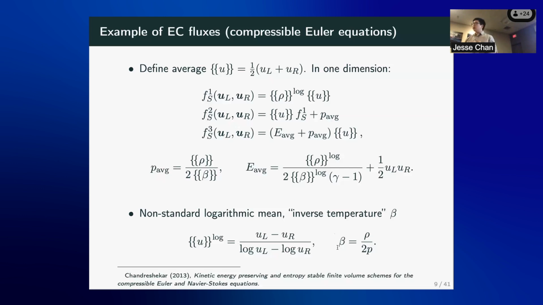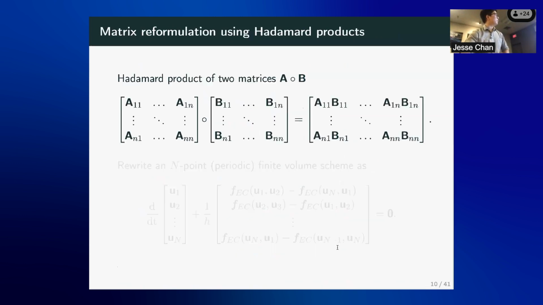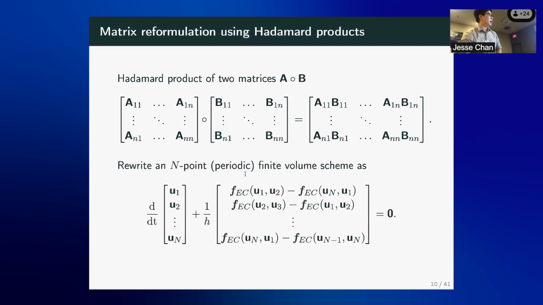We're not going to go much into detail about these entropy conservative fluxes. We will just assume that some closed form expressions exist and that we can access them. So the actual numerical structure is going to be based off of a reformulation using the Hadamard product. And what I'm going to do is take a periodic finite volume scheme down here and try and reformulate it in a Hadamard product structure so that it makes things easier to transfer to the nodal DG setting.